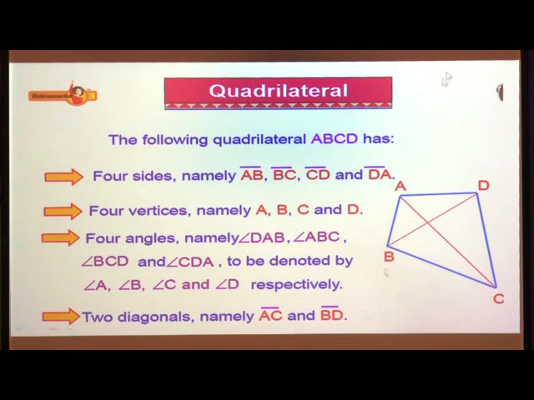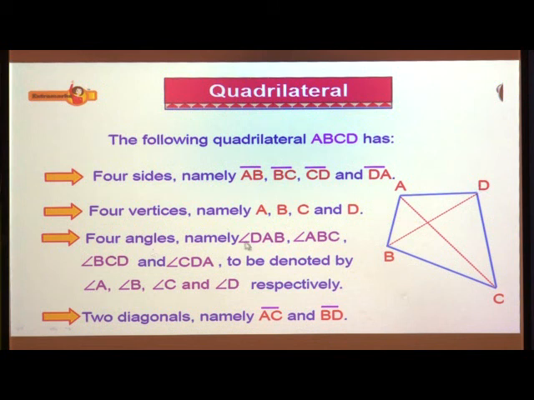Let us see about the components of a quadrilateral. The following quadrilateral ABCD has 4 sides. The sides are named as side AB, side BC, side CD and side DA. So there are the 4 sides, 1, 2, 3 and 4. It has 4 vertices, namely A, B, C and D.